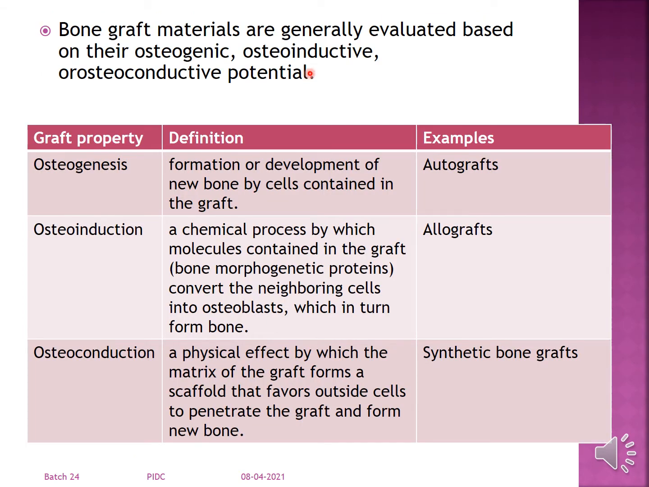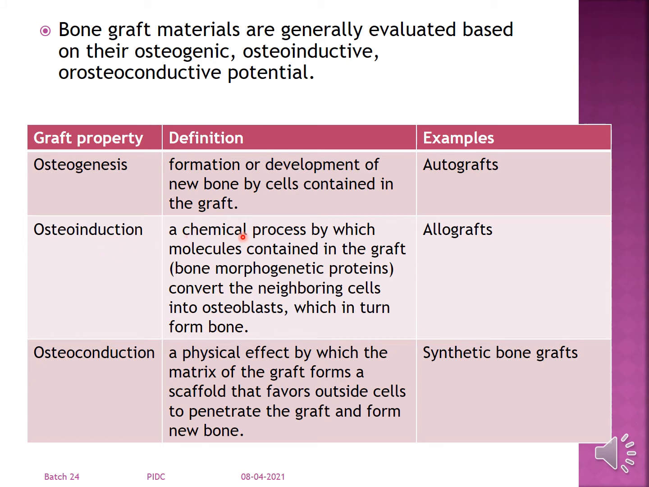So generally bone graft materials are evaluated based on three main properties, whether they are osteogenic, osteoinductive or osteoconductive. Osteogenesis, as the term goes, is the formation or the development of new bone by the cells contained in the graft itself. So osteogenesis, that is formation of new bone. The example for this is autografts. Autografts we will be dealing with in the later slides.